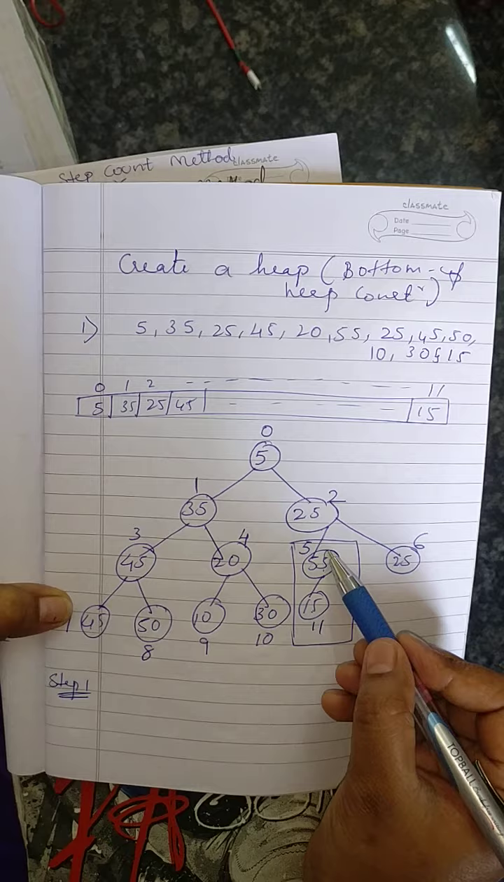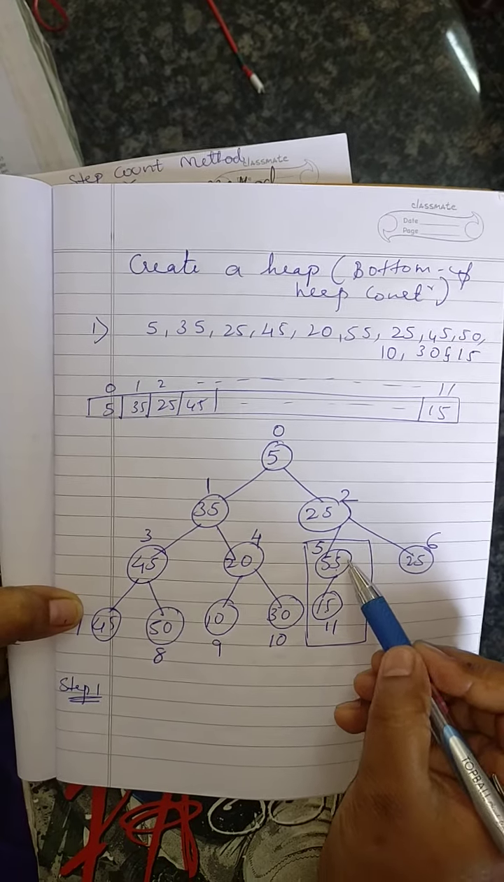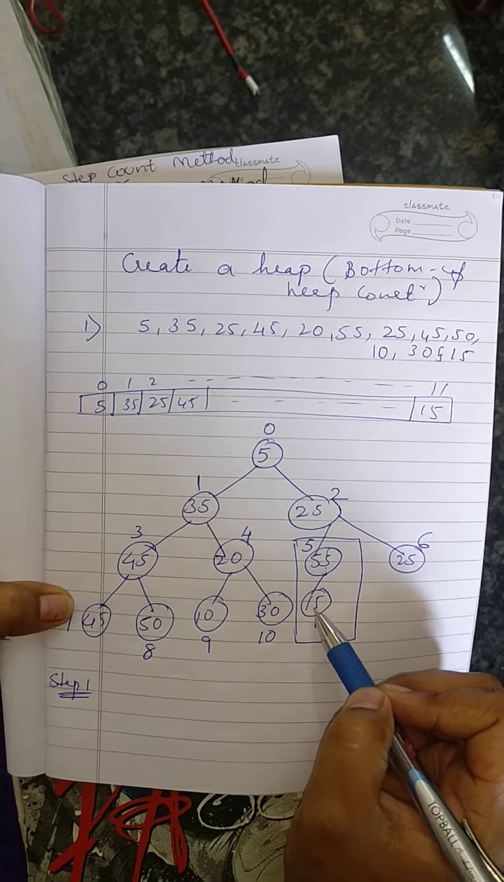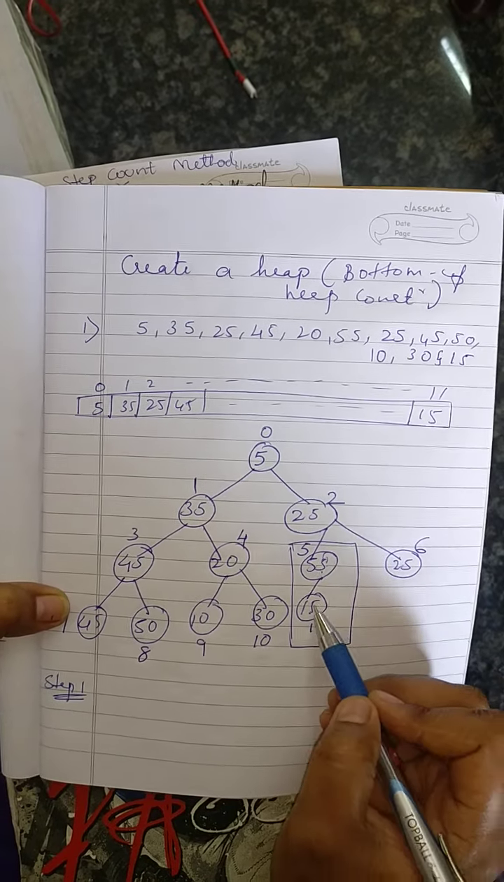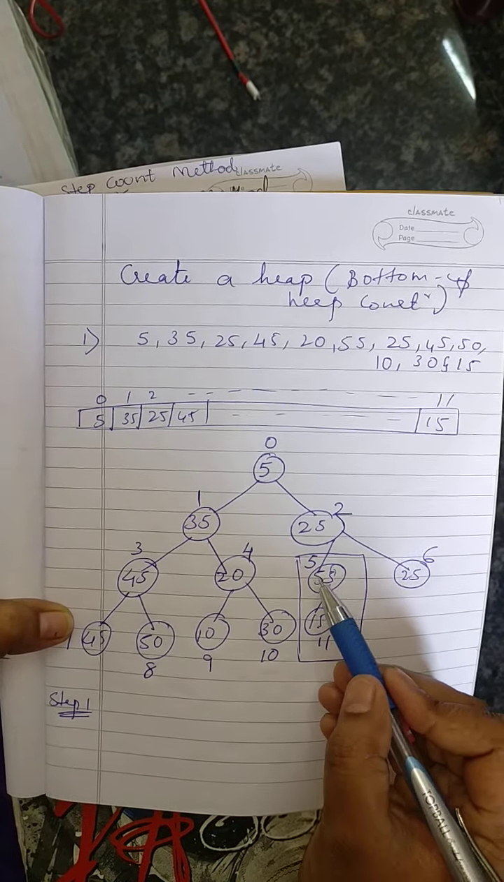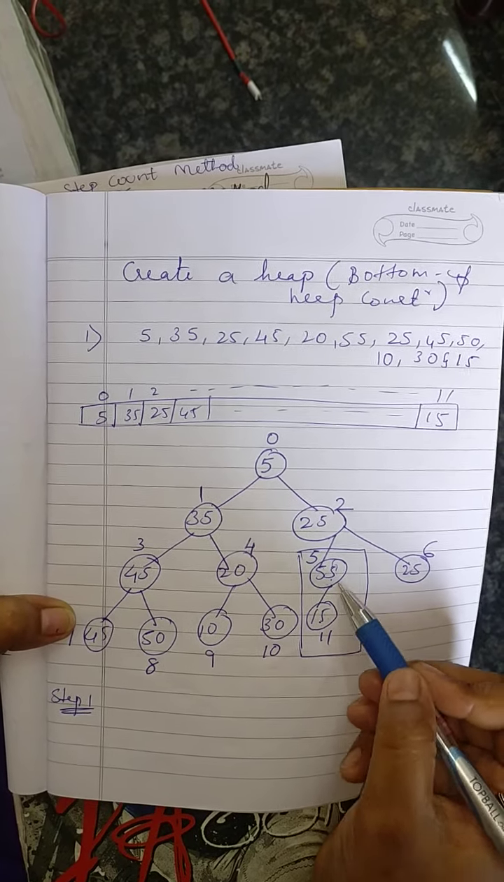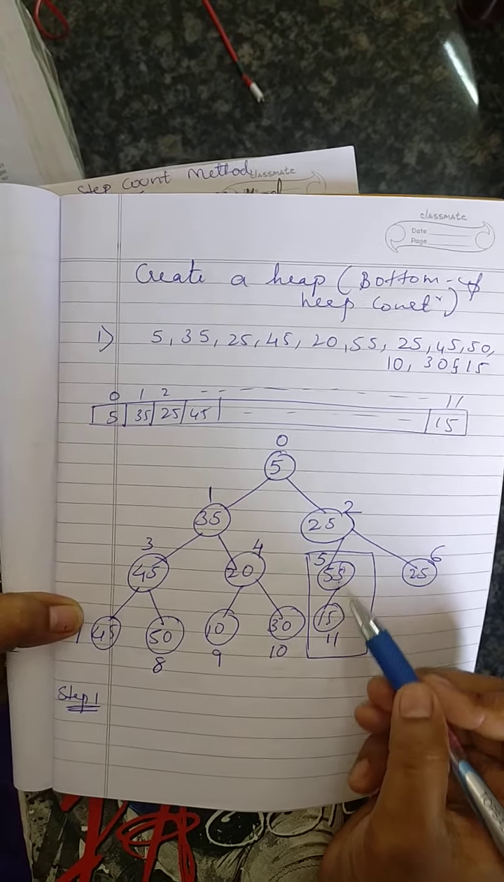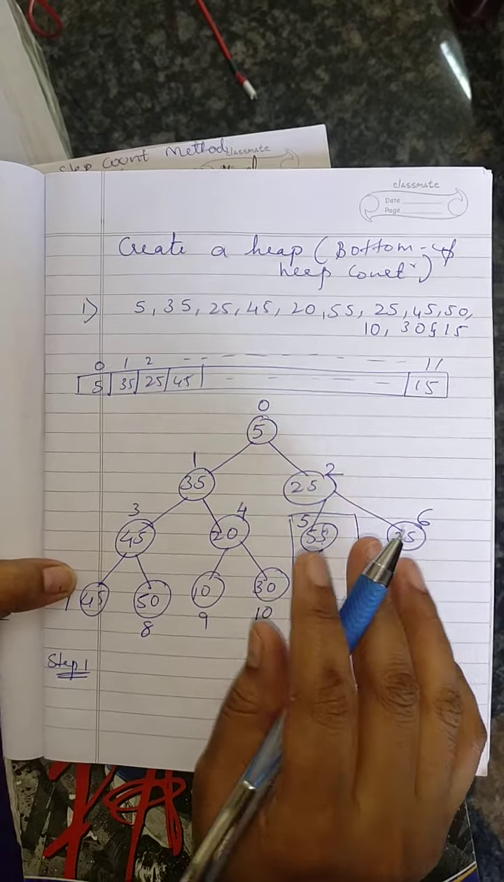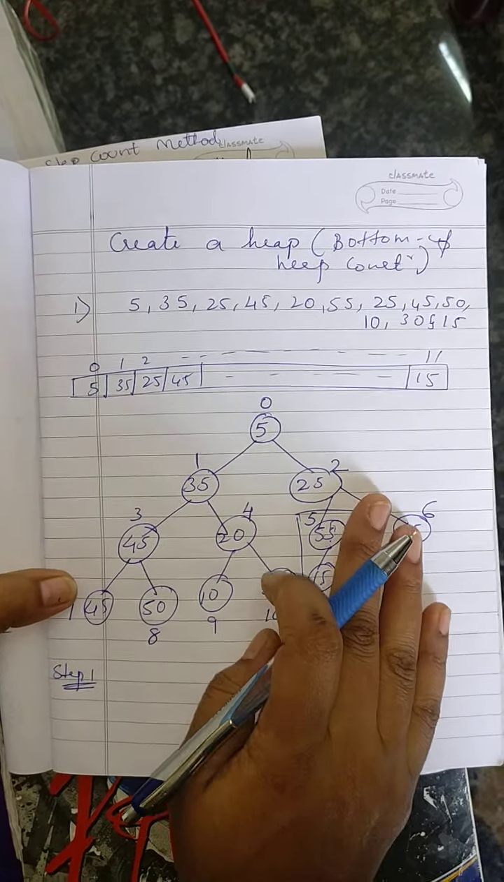Compare the non-leaf node, that is 55, with the child node 50. If it is greater, no change. If it is lesser, for example 15 is here and 55 is here, if this is the case, you have to exchange. Now there is no such condition, it is not lesser, so don't do anything. Keep it as it is, no changes required.